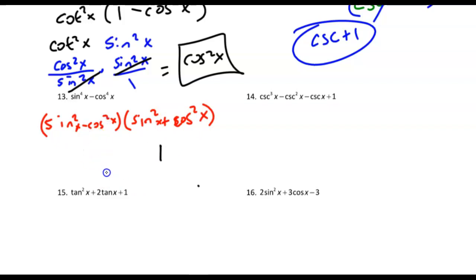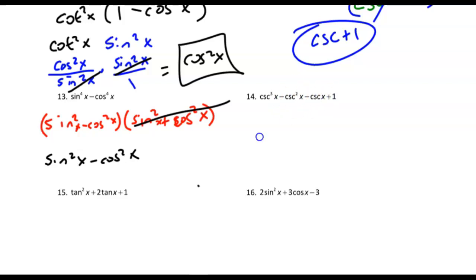So 1 times that is just that, so that's gone. 1 times this is this. Now, can I simplify that anymore? That's the hint I'm going to give you. I'm going to let you think about it. Let me know.